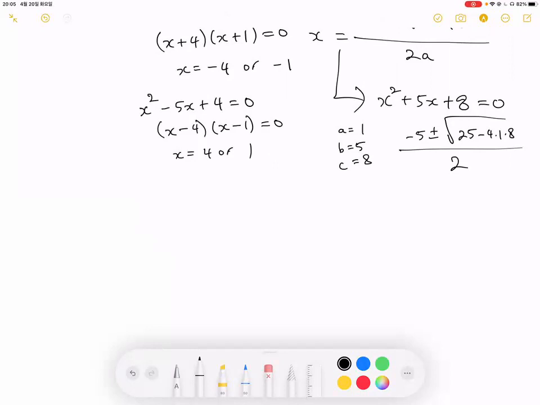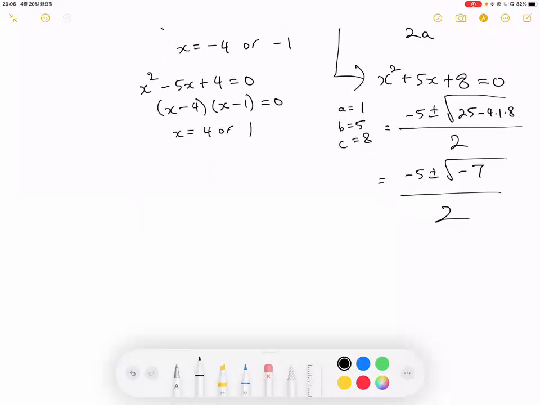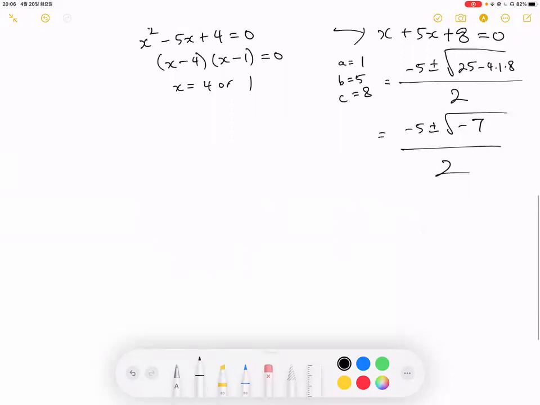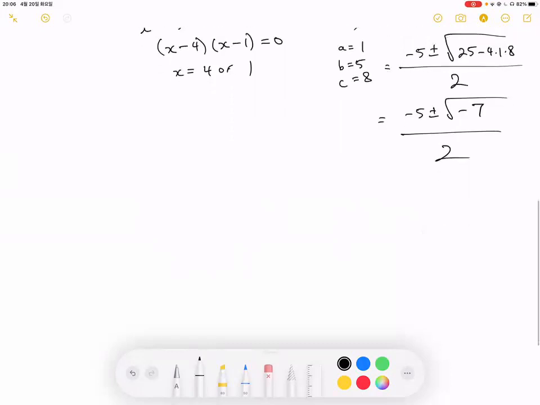And if you just simplify this further, you would be left with -5 plus or minus the square root of -7, over 2. So obviously, you can't have a negative symbol inside a square root. So that will be turned into something more related to complex numbers. But I don't want to get into that because it's going to be way too complicated. But let's just put it that way.